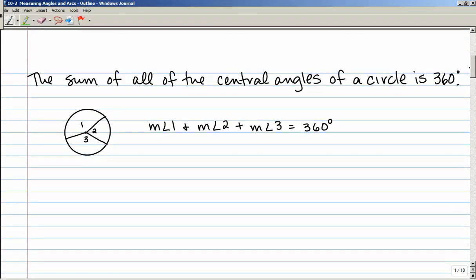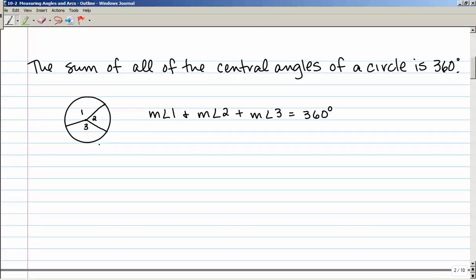The sum of all of the central angles of a circle is 360 degrees. So the measure of angle 1 plus the measure of angle 2 plus the measure of angle 3 is 360 degrees, and that makes a full circle.